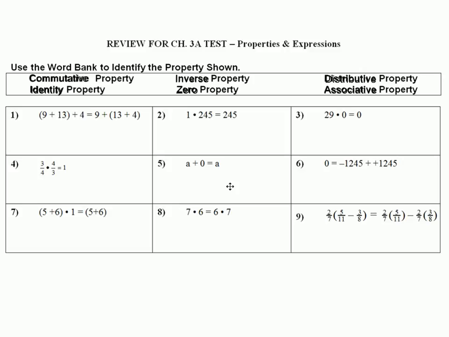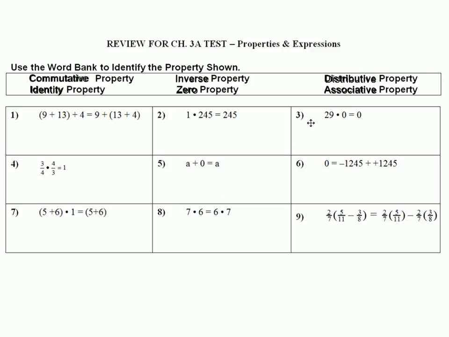Right now, I'm going to be reviewing this whole review sheet. Feel free to fast forward to any part that you have additional questions. I'll be explaining anything and everything on this worksheet. So here we go. First step says, use the word bank to identify the properties shown. Okay, we have the commutative property, identity property, inverse property, zero property, distributive property, and associative property.